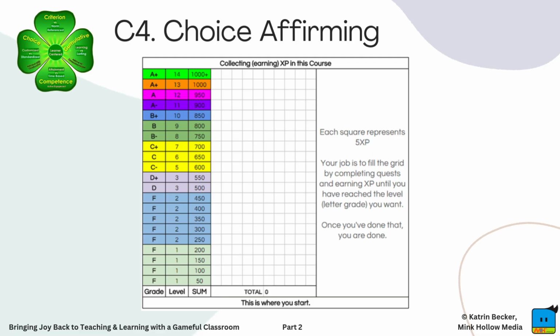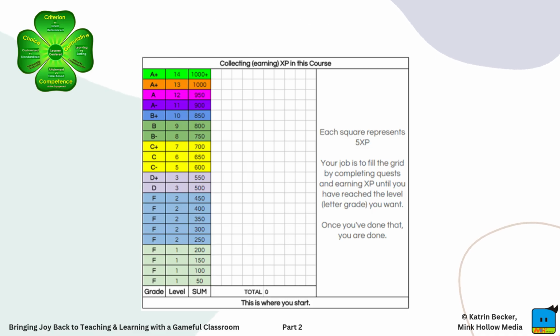Now contrast what you just saw with this picture. This one allows for a great deal of choice. In this case, imagine that every square represents 5 experience points. If you count along the bottom, there are 10 squares in each row. So each row represents 50 XP. The job of the student is to fill this grid by completing various quests and earning experience points until they've reached the level, that is the letter grade, that they want. So they just fill in the blocks as they go along.